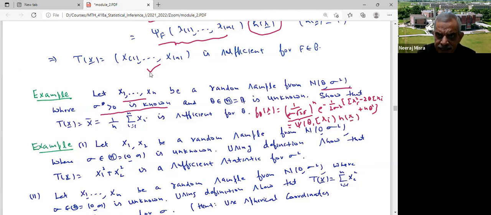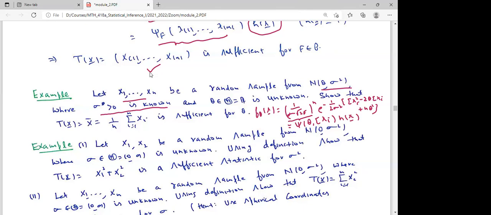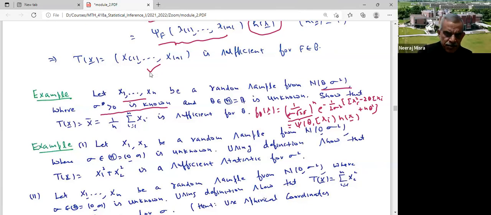What is my psi of theta, xi? Psi of theta, xi could be e to the power minus 1 by 2 sigma square into minus 2 theta summation xi plus n theta square. What is my h(x)? 1 by sigma root 2 pi to the power n into e to the power minus summation xi square by 2 sigma square. So by the factorization theorem, now summation xi becomes sufficient. Now if summation xi is sufficient, your x bar is a one-to-one function of summation xi, so your x bar is also sufficient.